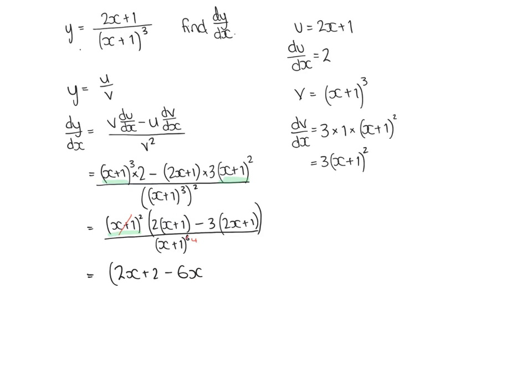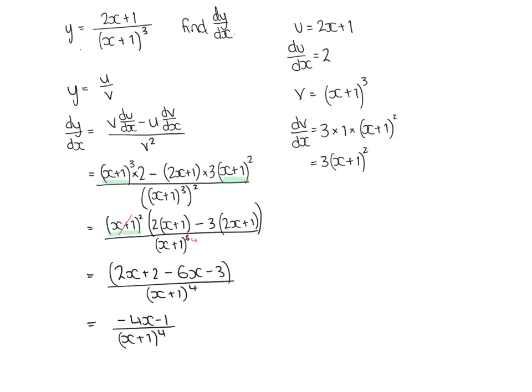We then expand that bracket, so 2x plus 2. Expand this bracket, minus 6x minus 3. All over (x plus 1) to the power 4. Okay, and then we can just neaten up that top. Collect our like terms, so it's minus 4x minus 1 all over (x plus 1) to the power 4.